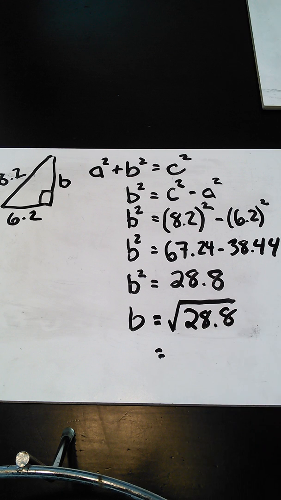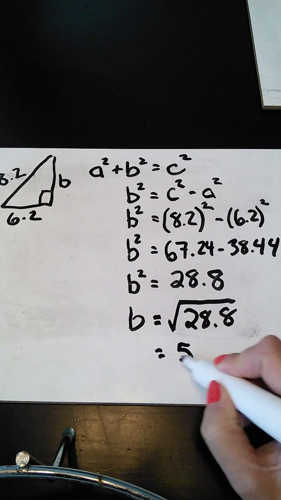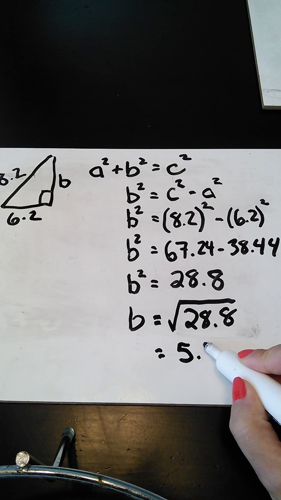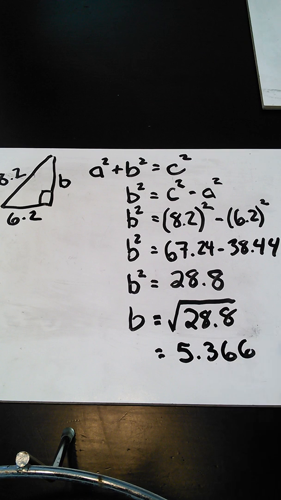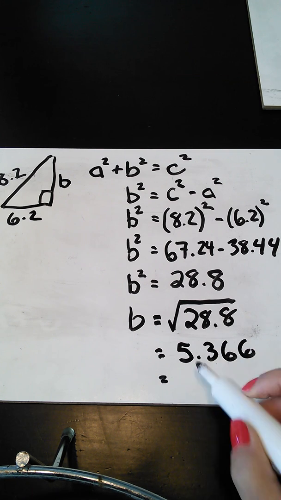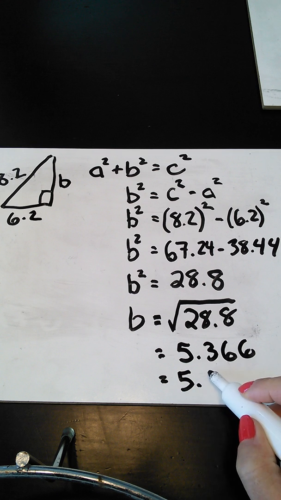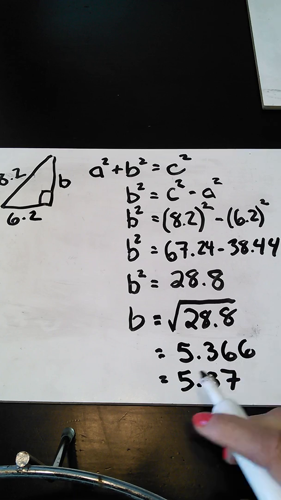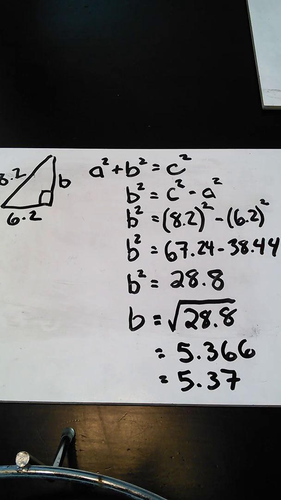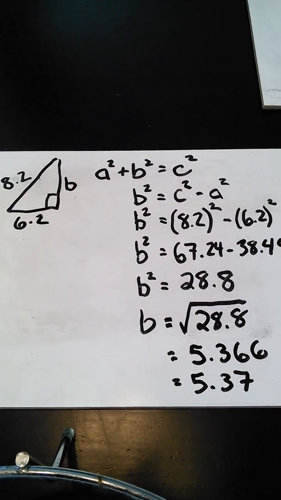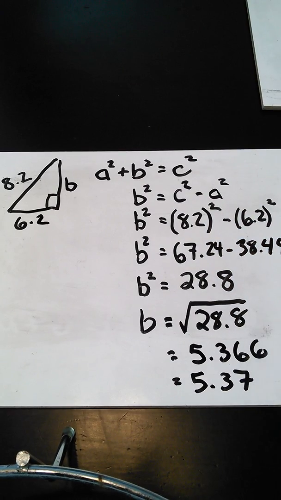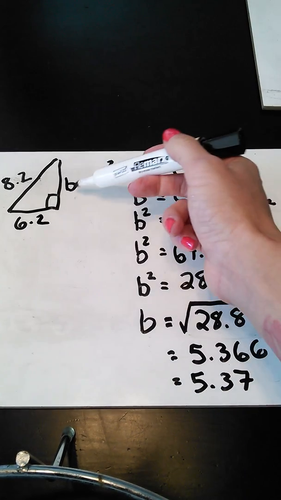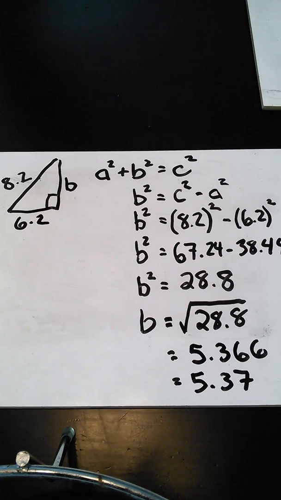And once we solve for that, we would end up with 5.366, but we are going to round that to 5.37. And that would be 5.37 units. In this case, we're just using units. If it was centimeters, we'd use centimeters. But in this case, our answer, so B, would be 5.37.